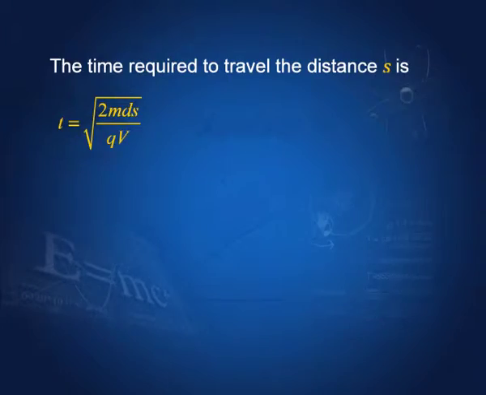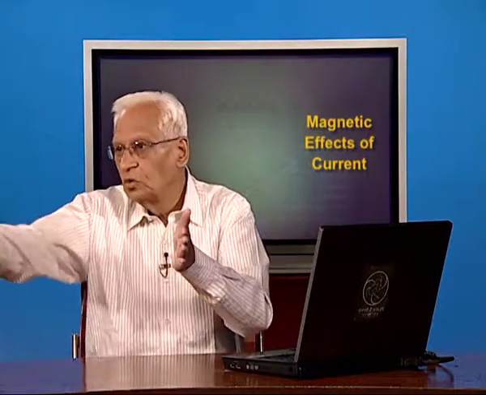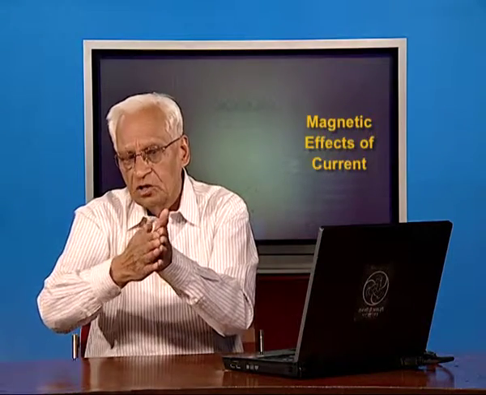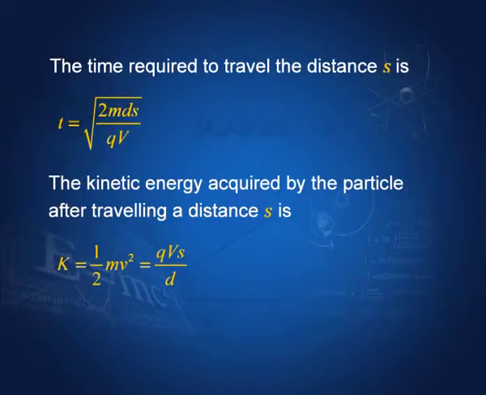And the kinetic energy, once the particle has travelled through a potential V, then the work done is qV, and therefore, the kinetic energy is half m v squared, which is qE times s, the distance travelled, and V by d is the field. Therefore, the kinetic energy is qVs by d. So, that is the kinetic energy, and remember that the kinetic energy here depends on the charge and the electric field and the distance covered, but not on the mass.